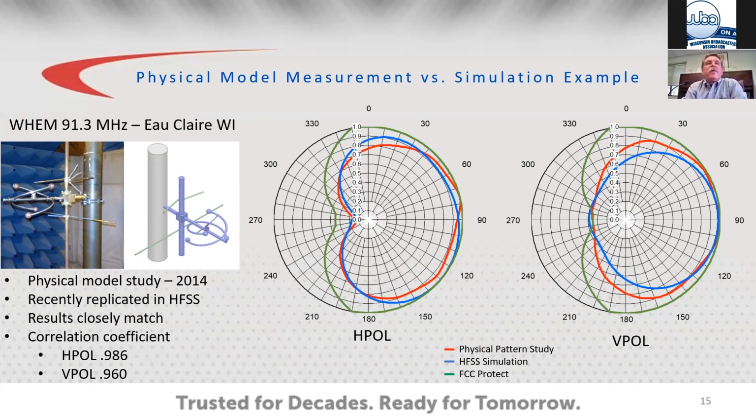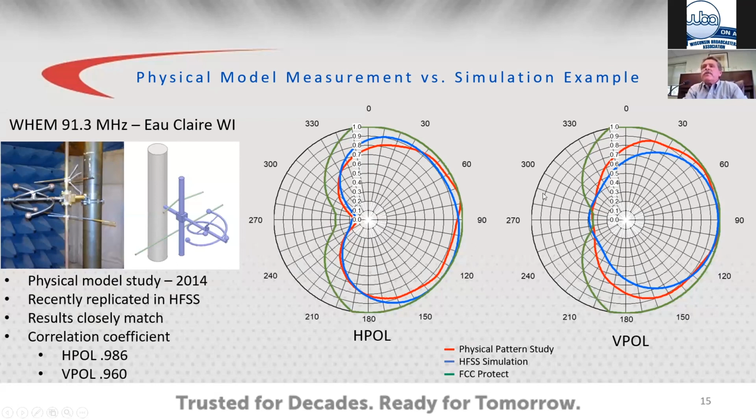The results of the pattern comparison are shown to the right. You see both the H pole and the V pole, where the green was the FCC Protect, the blue is the HFSS simulation, and the red was the actual pattern study done on the physical model back in 2014. What you can see is that the results match pretty closely, with correlation coefficients of 0.986 for the H pole and 0.96 for the V pole. So again, very close.